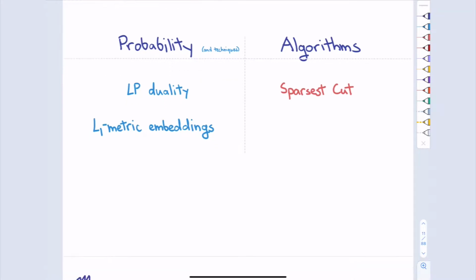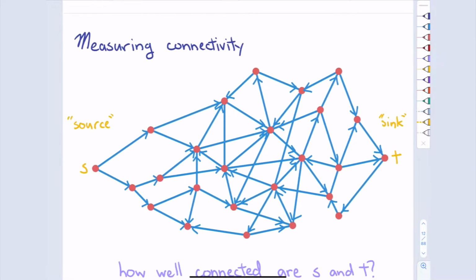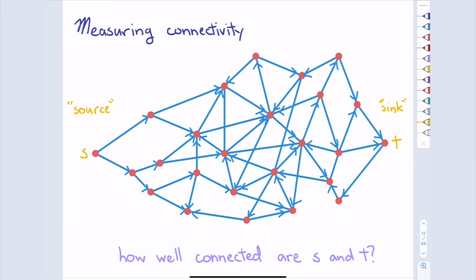Okay. So let me first, as a warm up, so sparsest cut is going to be kind of a flow and cut type of problem, but let me warm up with just max flow. I know we have hopefully seen it before because I'm not going to give too detailed of a description here. But at a high level, you have some graph. You want to know how connected S and T are. There's different ways to do this. But a popular one that we do in max flow is, how many disjoint paths are there from S to T, right?